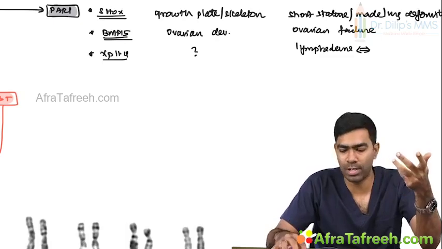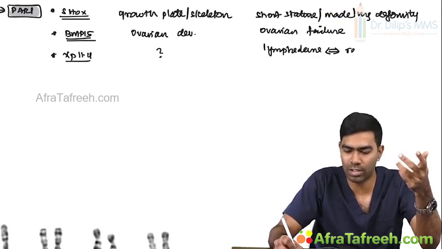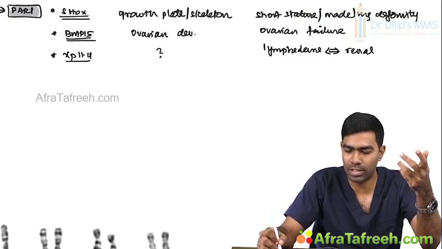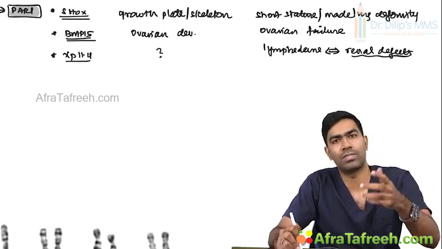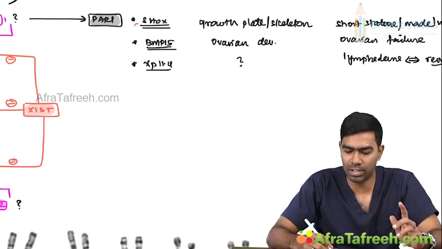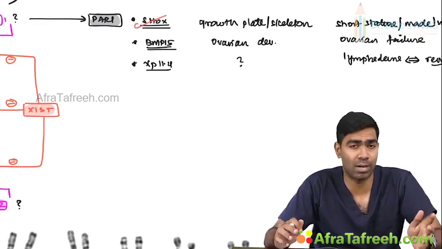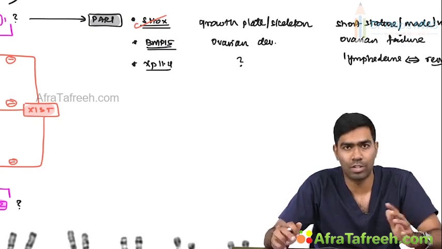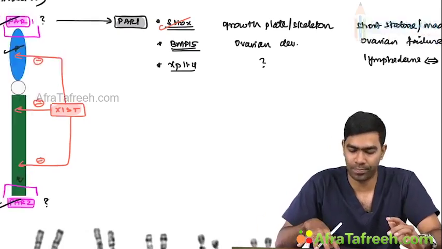More fluid in the body means the kidneys will be affected because of that. That is also the reason why Turner syndrome patients have renal defects as well. Not all, some of the patients with Turner syndrome will have renal defects. Remember, almost all the patients, 100% of the Turner syndrome patients, unless they are mosaic Turners, are going to have this SHOX gene involvement and short stature.